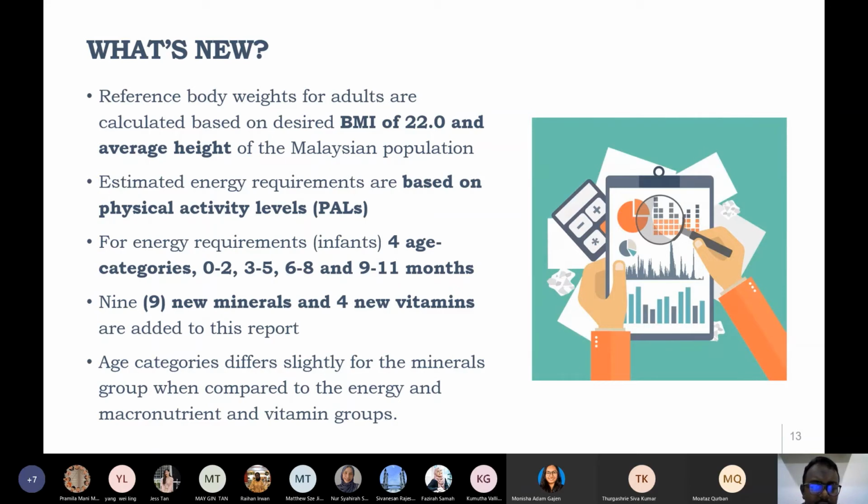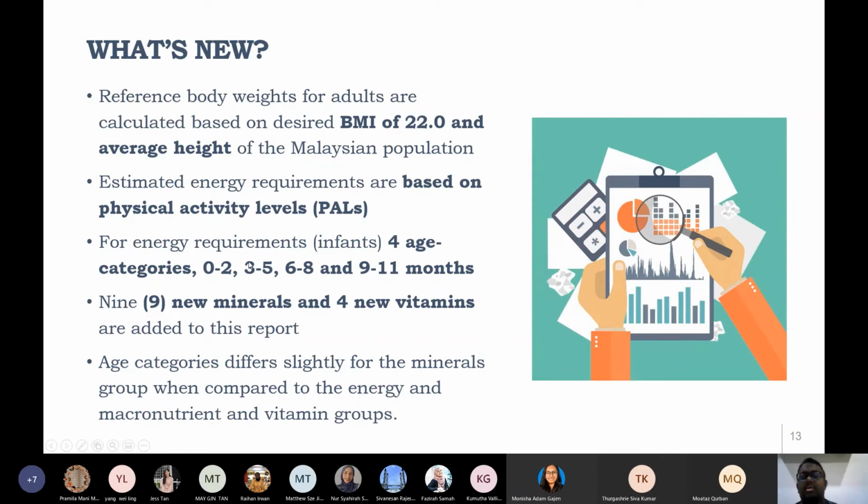And then when it's higher, it means it will be in excess of intake. So that is the reason why in 2017 we set the desired BMI at 22 for the average height of the Malaysian population. Number 2 is the estimated energy requirement, which is based on physical activity levels. Okay, this was not done previously, so this is new.